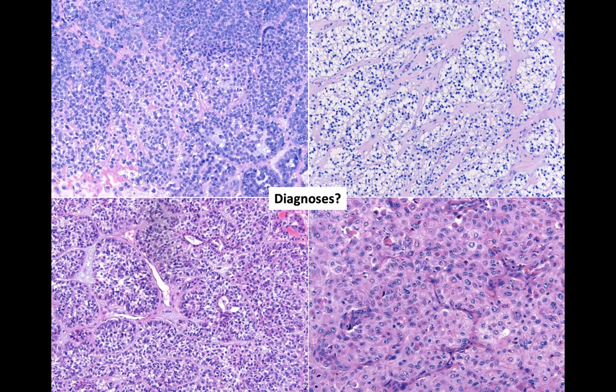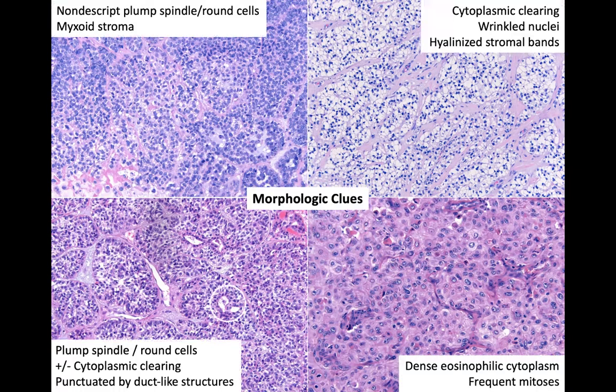So you can write it down for yourself and tell me later if you think you're right, or type it in the chat if you want. I don't care. I think the one on the top right is probably the most diagnostic. That being, yeah, clear cell carcinoma. So these are cells that have diffuse cytoplasmic clearing, wrinkled nuclei, eosinophilic hyalinized stroma.